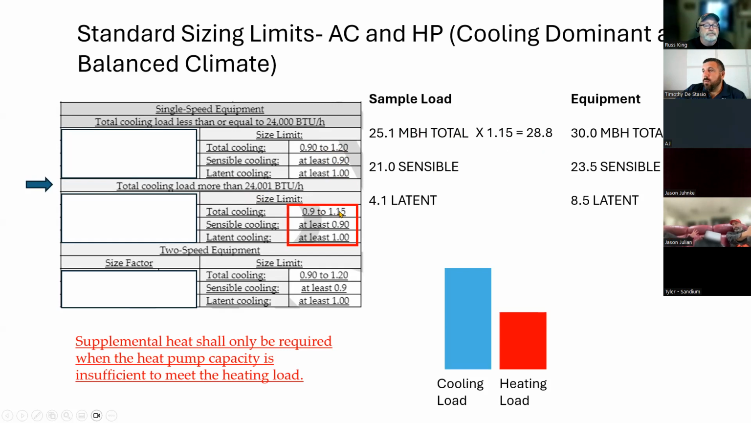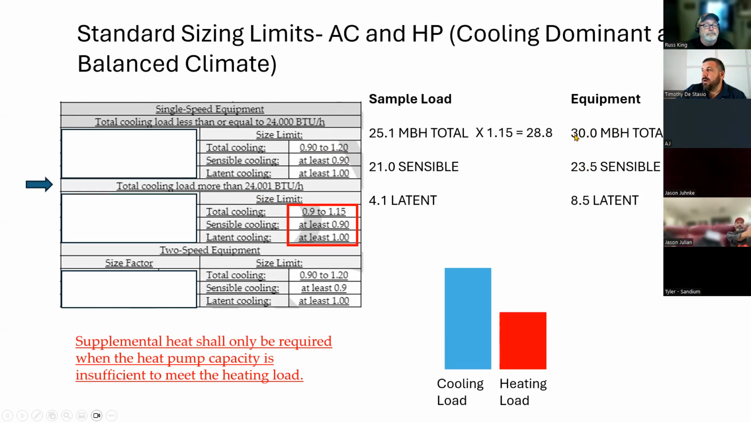If we take our load and multiply it by 1.15, this is the maximum AC total capacity we're allowed to have. We are barely over it. So according to Manual S, we can't use this equipment. But I'm going to tell you, I do not pay a lot of attention to total BTUs. I am more worried about having enough, but not too much sensible, and definitely having enough latent.